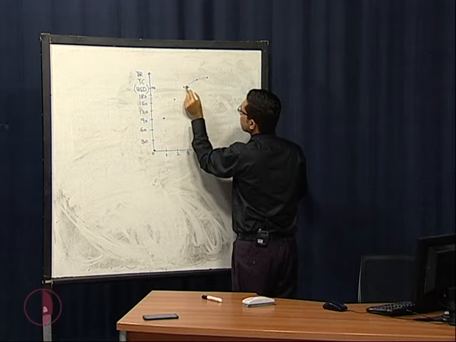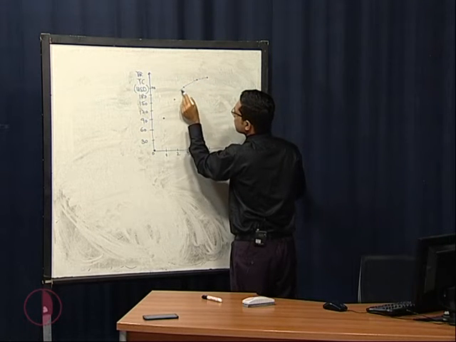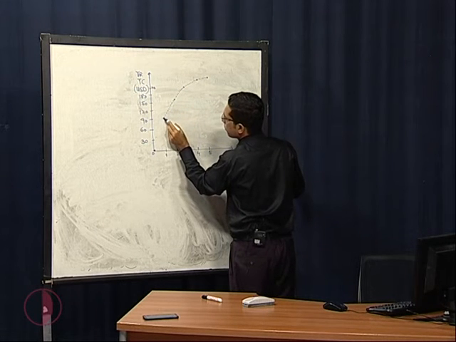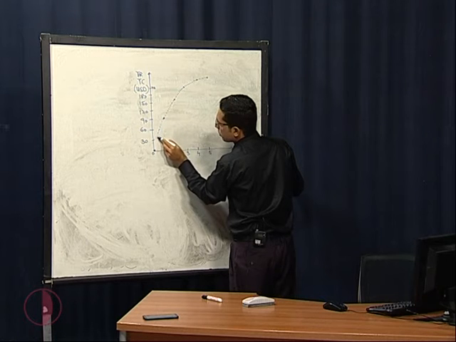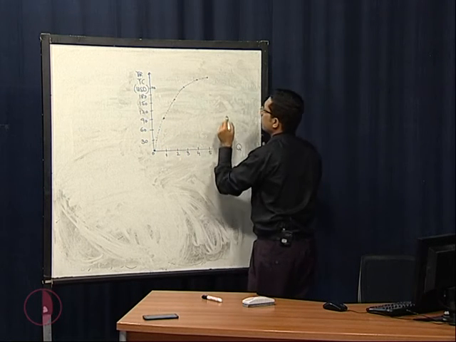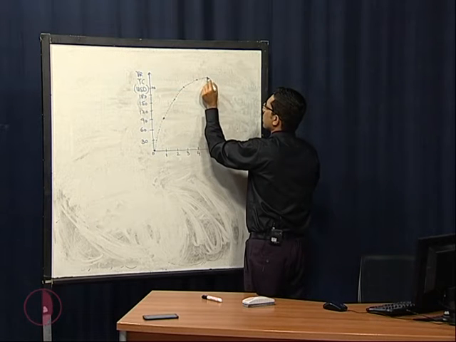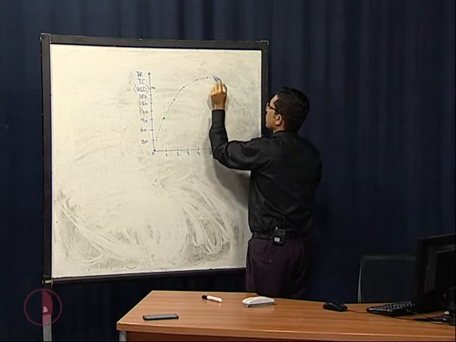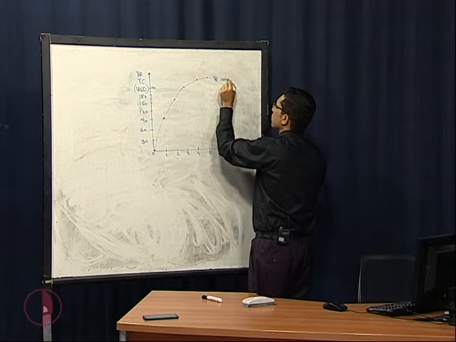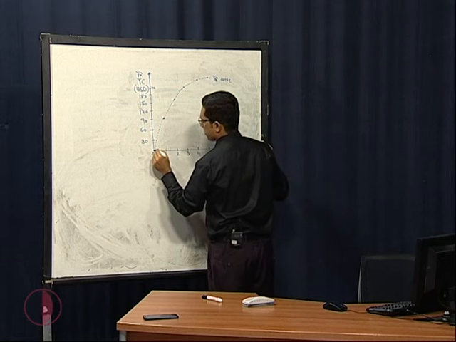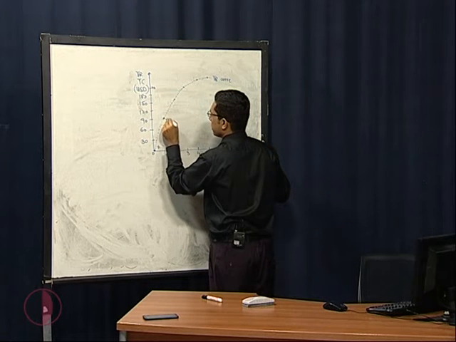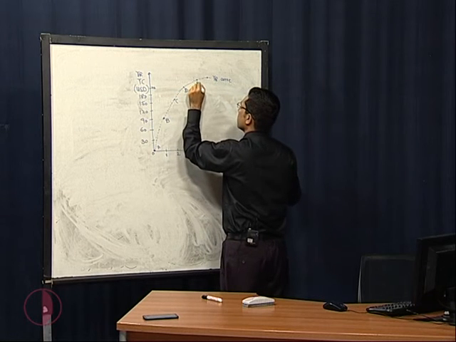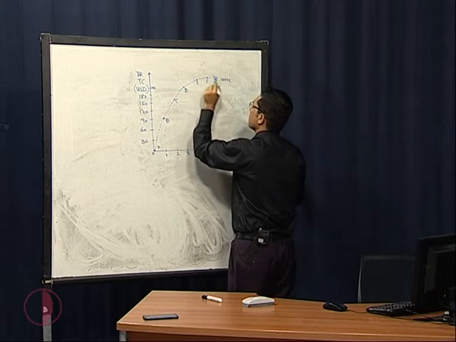Let me join these points with each other. We can get a curve which is known as the total revenue curve. This will go in this direction. This is called the total revenue curve. For example, this is point A, this is point B, this is C, this is D, this is E, this is F.